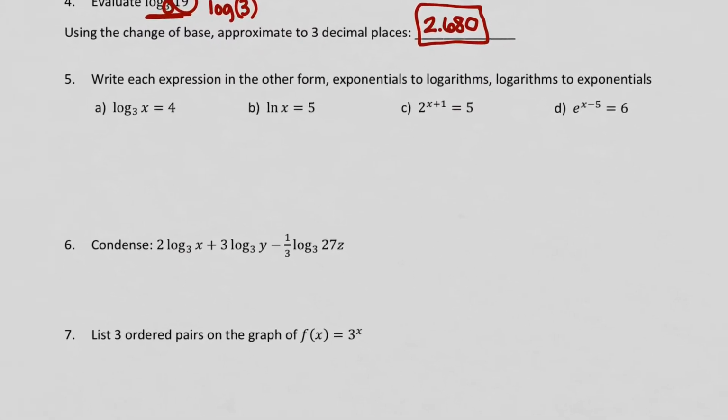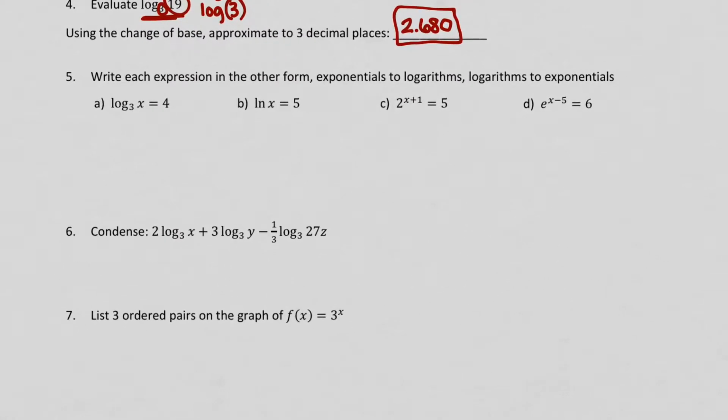Number 5, write each expression in the other form. So if it gives you an exponential, write it as a logarithm. If it gives you a logarithm, write it as an exponential. So if I have log base 3 of x equals 4, that means 3 to the 4th power equals x. I rewrote that. Now, this one is the natural log of x equals 5. So it is a log. I need to write it in exponential form. Remember, the natural log is the same thing as saying log base e of x equals 5. So my base is e to the 5th power equals x.